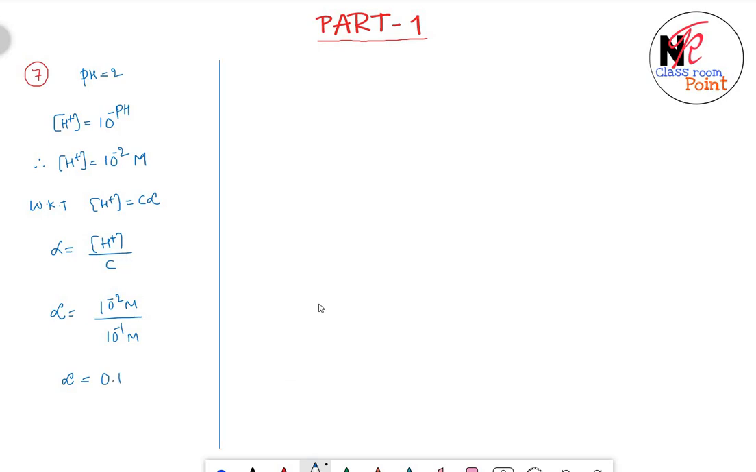So now, since it is a monobasic acid, it dissociates like this: H plus plus A minus. So it is able to provide two ions. That is the reason the i value is, as usually the formula for dissociation, (n minus 1) alpha plus 1, where n equals the number of ions produced after dissociation. So 2 minus 1 equals 1. So i equals alpha plus 1. The alpha value we just got is 0.1, plus 1. So the i value finally becomes 1.1.